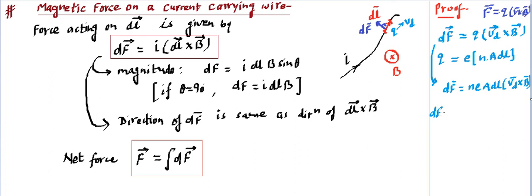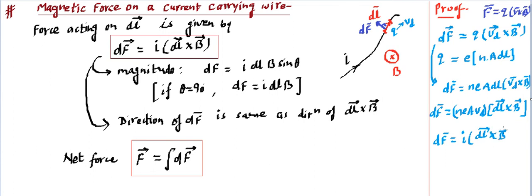So we can say this dF can also be rewritten as nAvd. They can be combined together and we can give this direction to dL, so dL vector cross B vector. Are you getting this point? If you are getting this point, then it's done, because this nAvd is nothing but the current. So we can say dF force is going to be equal to I into dL cross B.